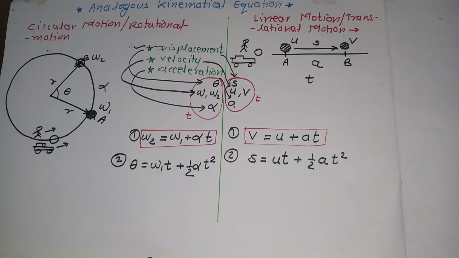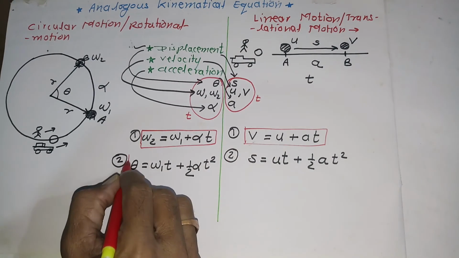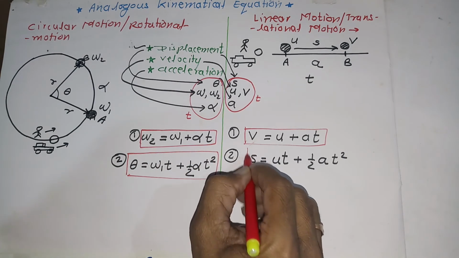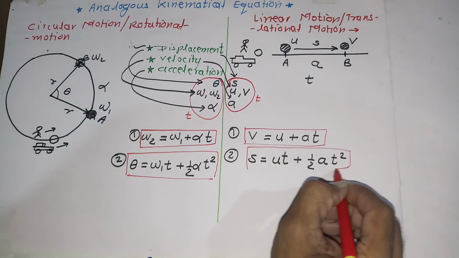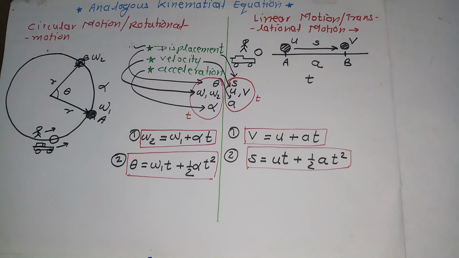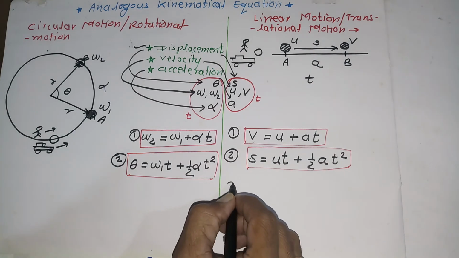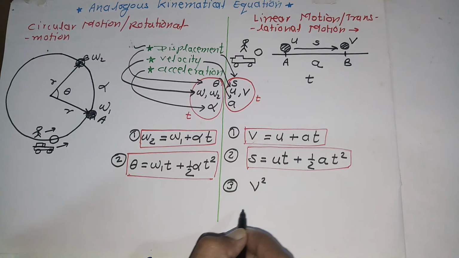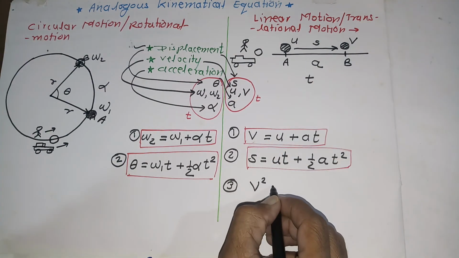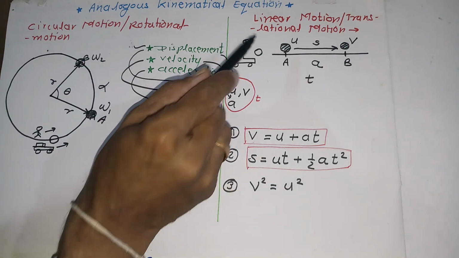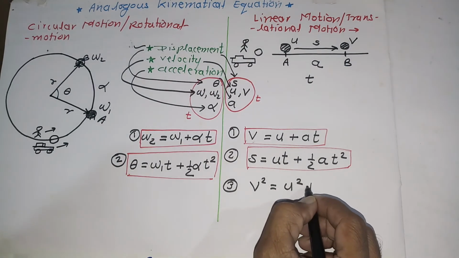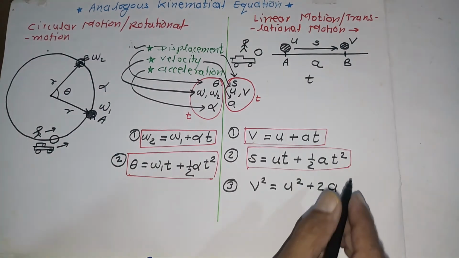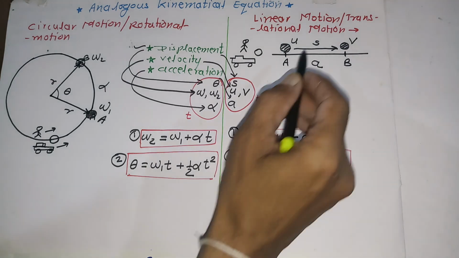So these are the two kinematical equations in circular motion, corresponding to the kinematical equations in linear motion. We are using the analogy between these equations. The last kinematical equation in linear motion, if you are remembering, is v square, final velocity square, equal to u square, initial velocity square, plus twice a, linear acceleration, into s, linear displacement.